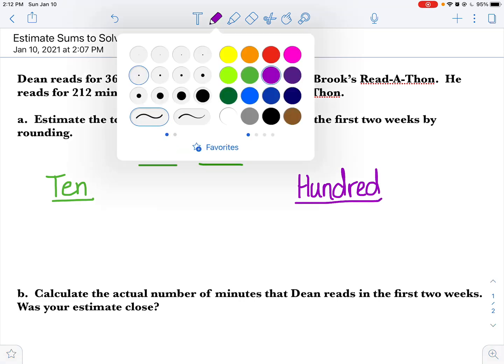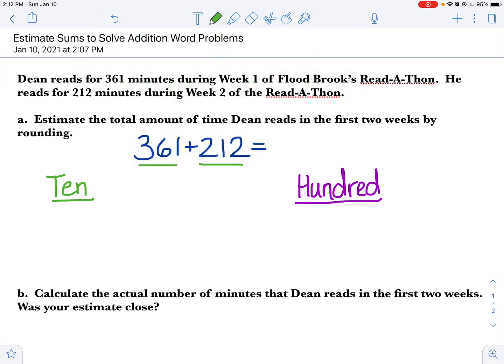Okay, so we'll start with rounding to the nearest 10. So what we'll do is we'll take each of those numbers and round each number to the nearest 10 and then add them together. So my first number is 361. And if I want to round 361 to the nearest 10, I know that will be 360, because 361 is closer to 360 than it is to 370. Then I'm going to look at 212, and I know if I round that to the nearest 10, I would get 210.